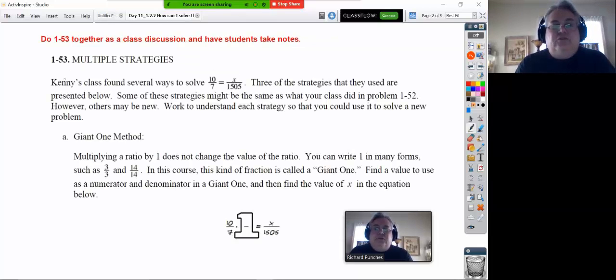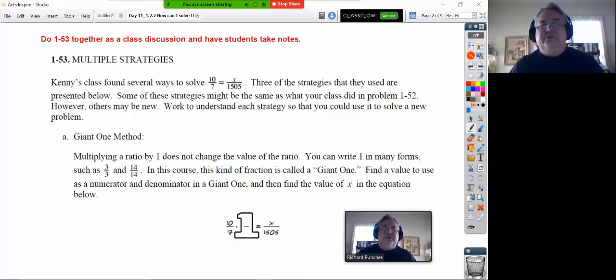In problem 153, Kenny's class found several ways to solve 10 sevenths equals x over 1505. Three of the strategies that they used are presented below. Some of these strategies might be the same as what you did on 152, however, others may be new. Work to understand each strategy so that you could use it to solve a new problem.